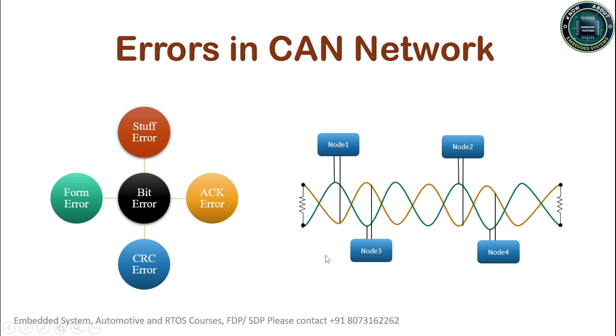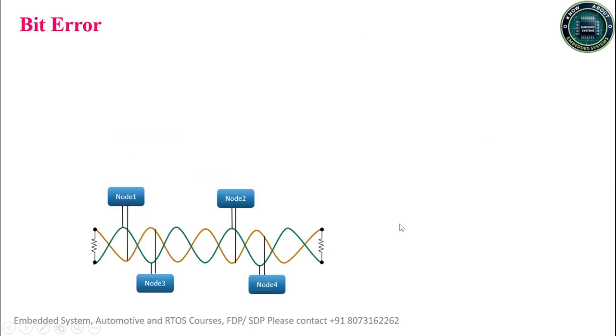Because of these five errors, we are able to identify what type of error occurred in the network, how to take the precautionary measures and how to react in the CAN network. So that part we will discuss in today's video. Let us start the video. The first one, bit error. What do you mean by bit error?